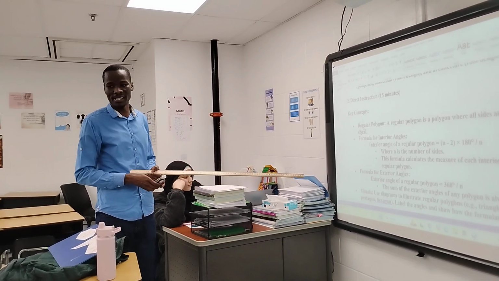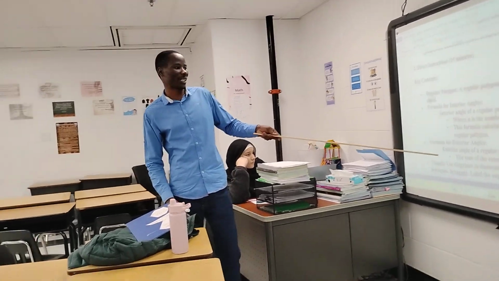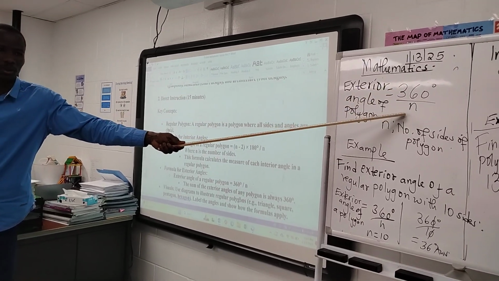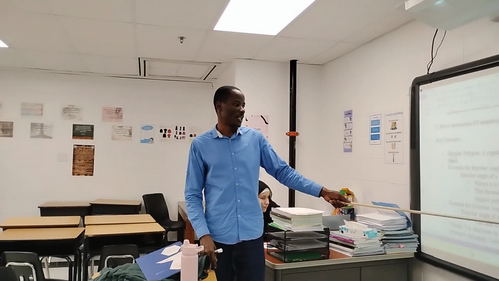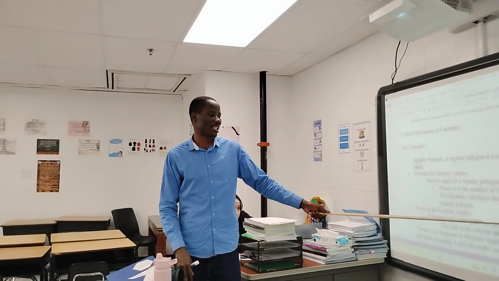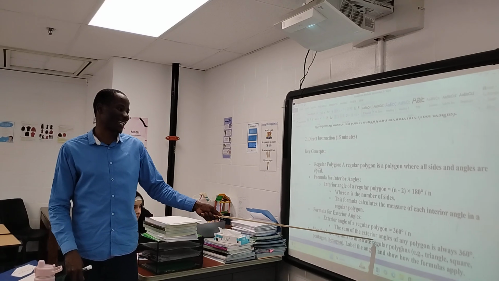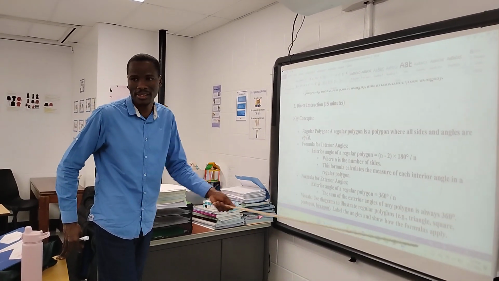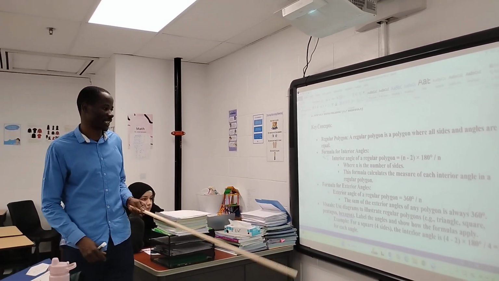This formula calculates the measure of each interior angle in a regular polygon. So these particular notes I'll be sending for you in your Google Classroom. Now, formula for exterior angle. Exterior angle of a regular polygon is equal to 360 out of n, and it is here in the notes. Exterior angle of a regular polygon is equal to 360 out of n. That is the formula. Then the sum of exterior angles of any polygon is equal to 360 degrees. If you are to add the entire sum, then you are supposed to be able to get that particular value.